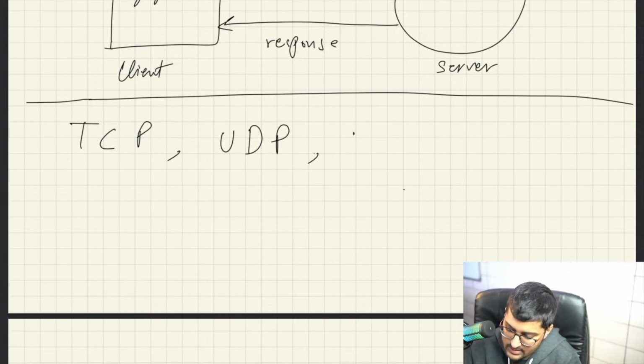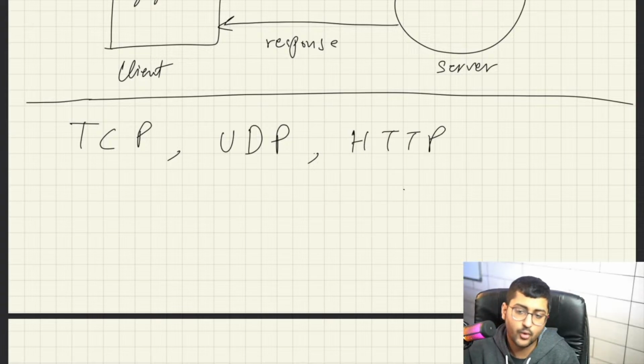UDP means user datagram protocol. The next protocol is hypertext transfer protocol. Okay, this is being used by web browsers.